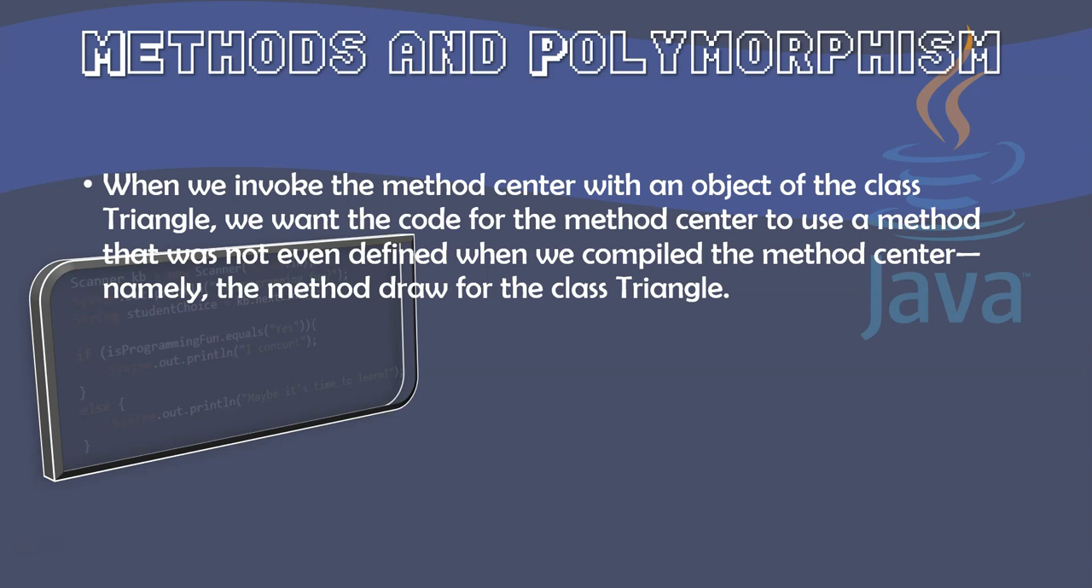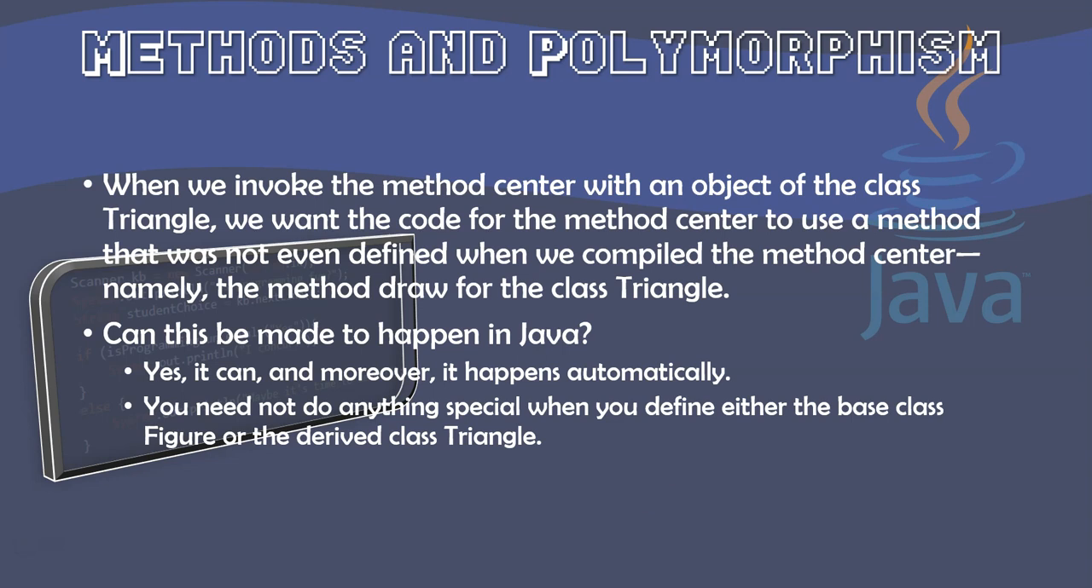So that means when we start looking at how these methods play with polymorphism, if we invoke the method center with an object of class triangle, what we want is that code for the method center to use a method that wasn't even defined when we compiled the method center, namely the method draw of the class triangle. Well, can this happen in Java? Well, as we've already mentioned, yes, it can, because Java works things easily through polymorphism. It's automatic. We don't have to do anything special when we're defining a base class or a derived class in order to have polymorphism work.